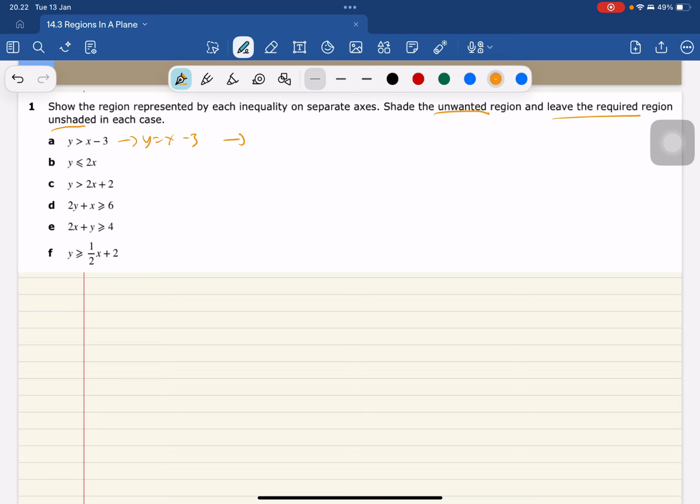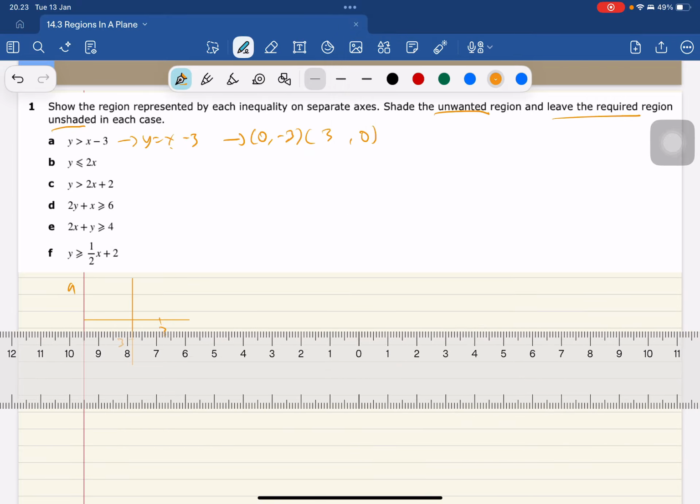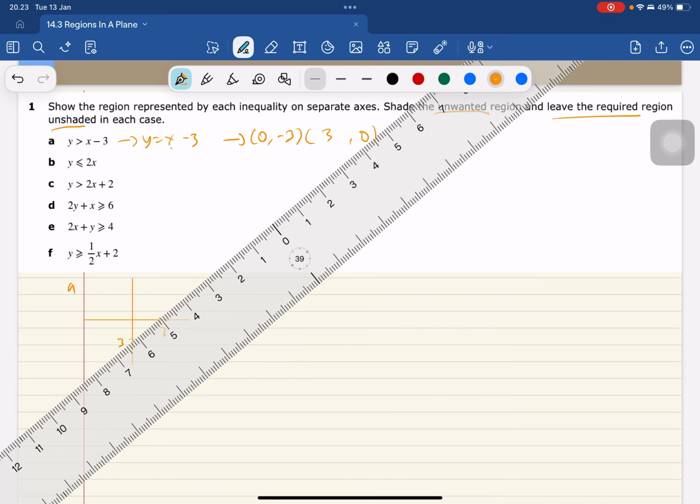Let us substitute when x equal to 0: y equals minus 3, and when y equal to 0, x is going to be 3. And this is the line, so let's draw the line. This is minus 3 and 0 is 3. As there is no equal, only bigger than, the line is going to be dashed, not a full line.